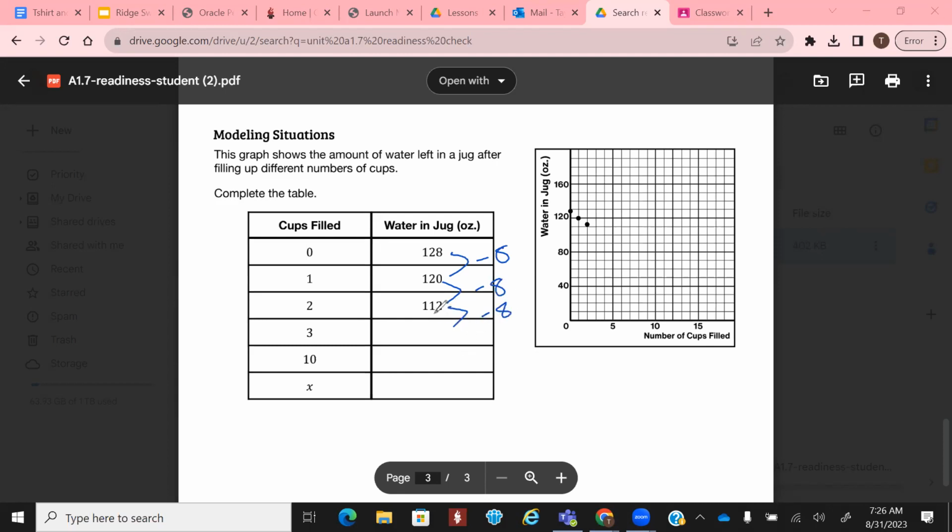It would go down by 8. So what's 112 minus 8? 104, close. All right, subtract 8 from that. 96. Subtract 8 from that. Now we're going to plot these points.